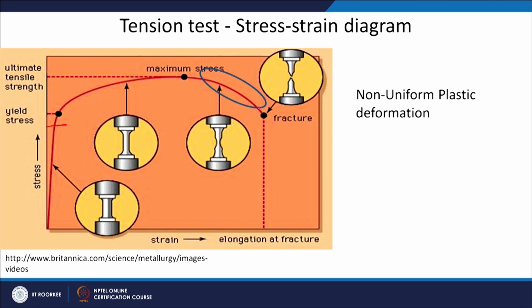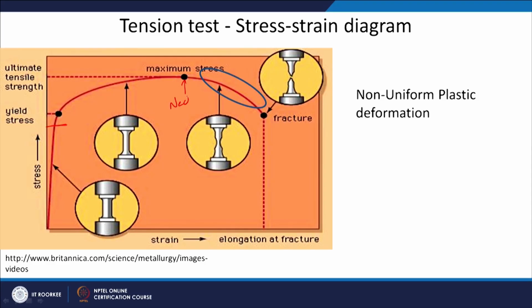non-uniform plastic deformation. So now you can see in the gauge length, this was the initial cross-sectional area before the necking, and now there is a phenomenon called necking which has started. It looked like a neck, so they call it necking. At this point in your sample, necking starts, and that is why we are calling this a non-uniform plastic deformation.